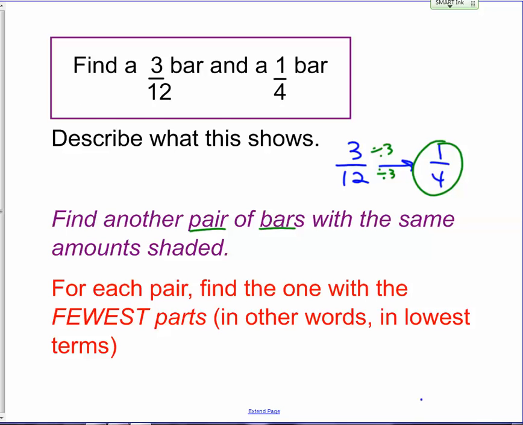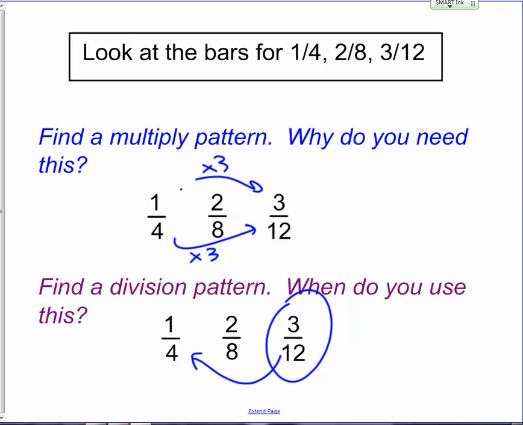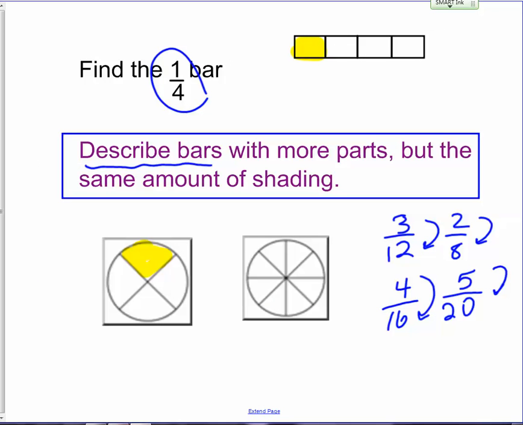And that was 1/4. Then you worked with some different fraction bars, and you found the bars that had fewer pieces. We found the 9/12 bar, and you all found the equal-sized bar that had the same shading, and that was 3/4. Then we talked about the division patterns for that. And then you pulled out some bars and we talked about the multiply pattern and the divide pattern to get to lowest terms, or to get to a bigger denominator so that we could later on add or subtract fractions.